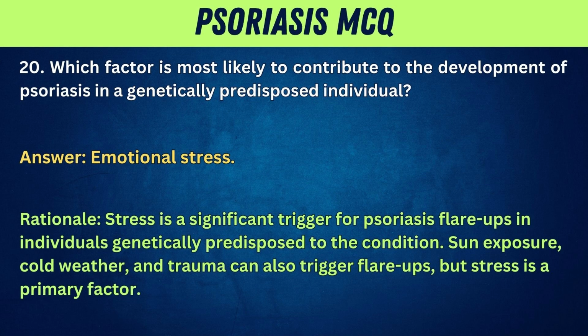Answer: emotional stress. Rationale: stress is a significant trigger for psoriasis flare-ups in individuals genetically predisposed to the condition. Sun exposure, cold weather, and trauma can also trigger flare-ups, but stress is a primary factor.